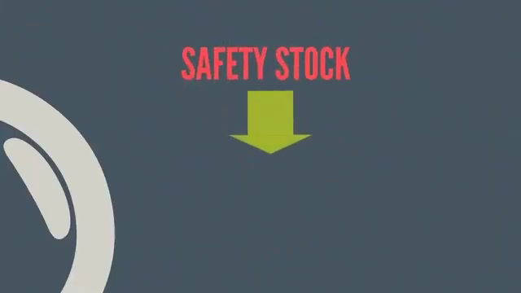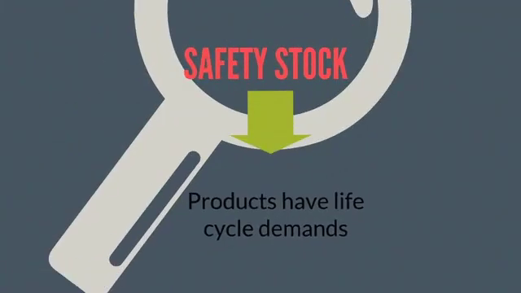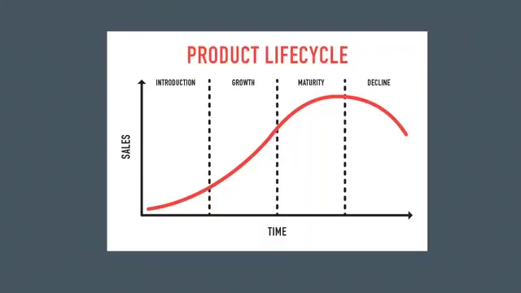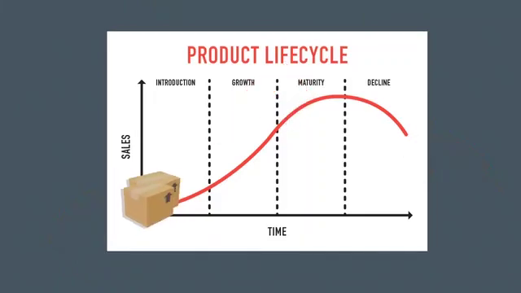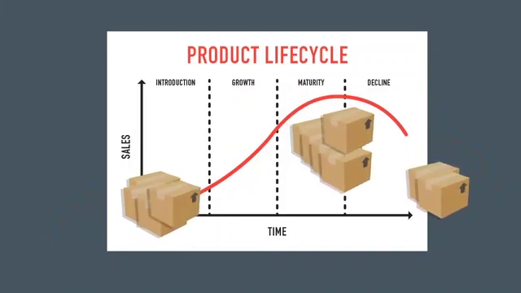A company should review safety stock levels often for items regularly sold, as products have a life cycle demand. These cycles typically start slowly, increasing as sales of the items grow and decrease as the product reaches its end of life. So it stands to reason that safety stock levels should increase and decrease following the demand pattern.